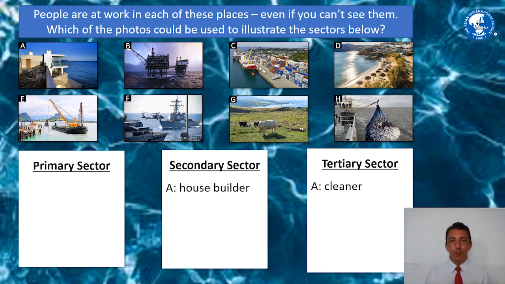B. So we have an oil rig. We have people drilling for oil. Drilling oil is taking a resource from nature. So this is primary sector.